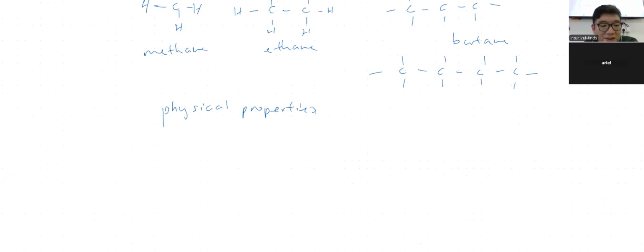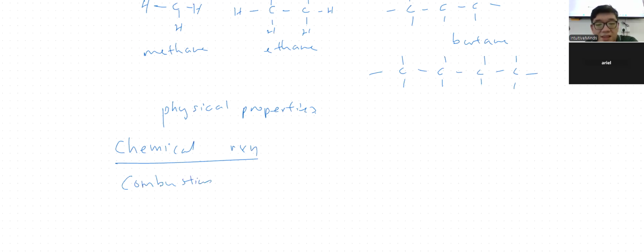The next part is the chemical reaction. That part is important. So let's go through it. The first one is combustion. That one is very simple. The alkane plus O2 gives you CO2 and H2O. Make sure you balance, and that's it.